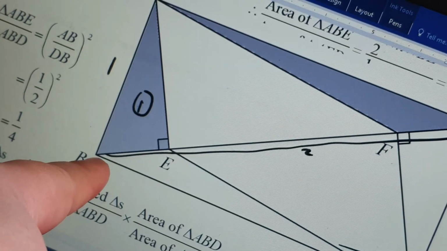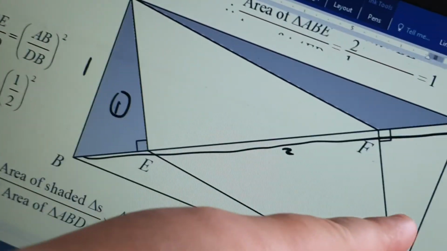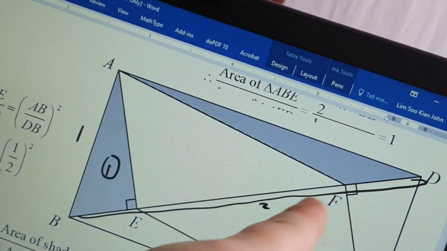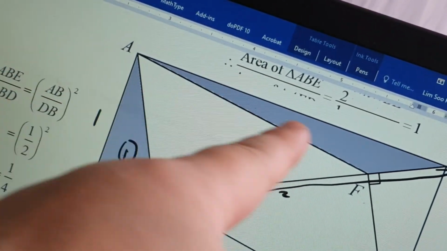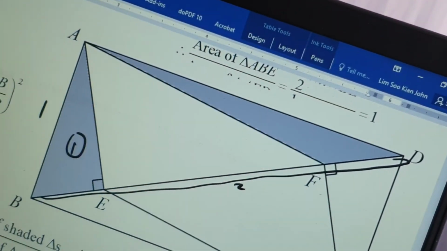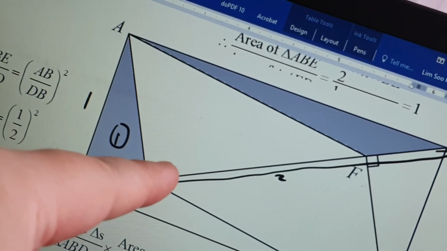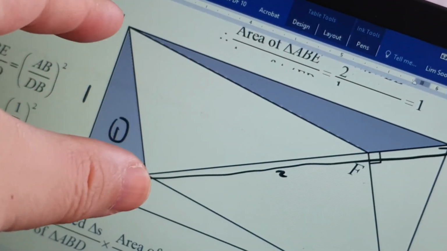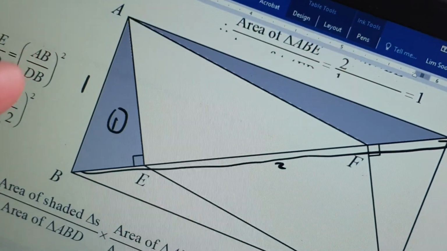Half times base times height. This perpendicular height must be the same as half times this base. This base is the same as this base, times the perpendicular height. The height is not this one, not the FA or the DA. It must be the perpendicular height, right here. So this is the height for this shaded triangle, right.